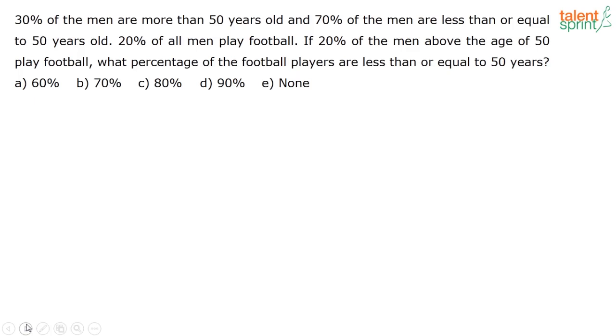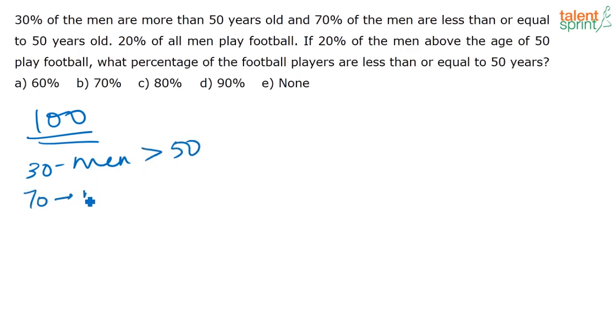30% of the men are more than 50 years old and 70% of the men are less than or equal to 50 years old. 20% of all men play football. If 20% of the men above 50 years play football, what percentage of football players are less than or equal to 50 years? Let us assume that there are 100 people. Out of them, 30 are men greater than 50 years and 70 are men less than or equal to 50 years.